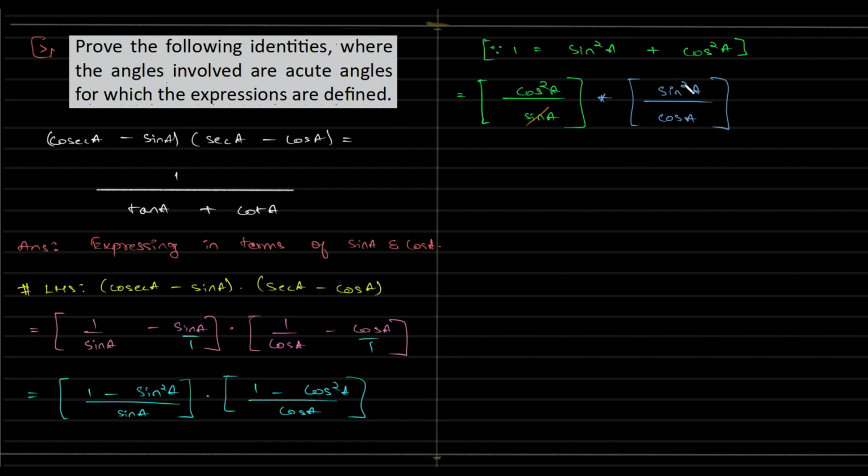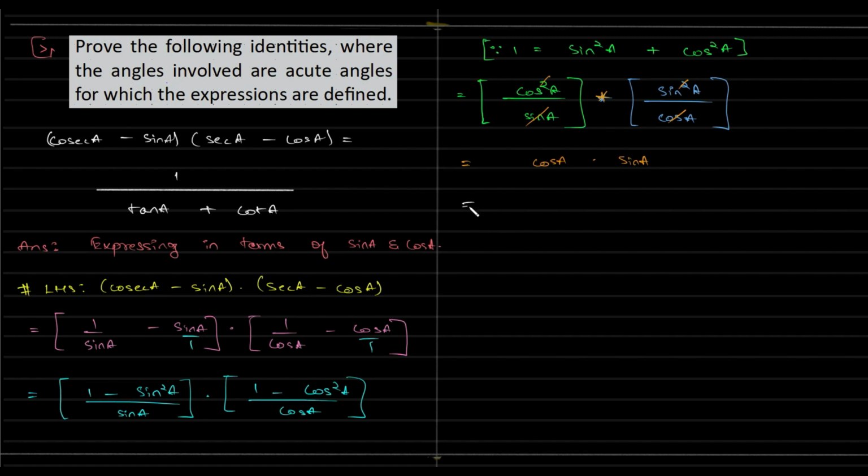Next thing is sine square A gets cancelled and cos square A gets cancelled. Reason being, it's just multiplication and division. It's a single term, right? To begin with, it was a single term. Within the term, there were addition and subtraction, so we couldn't do much. But here, there's just purely multiplication and division, so the cancellation is possible. So we'll end up with cos A into sine A.